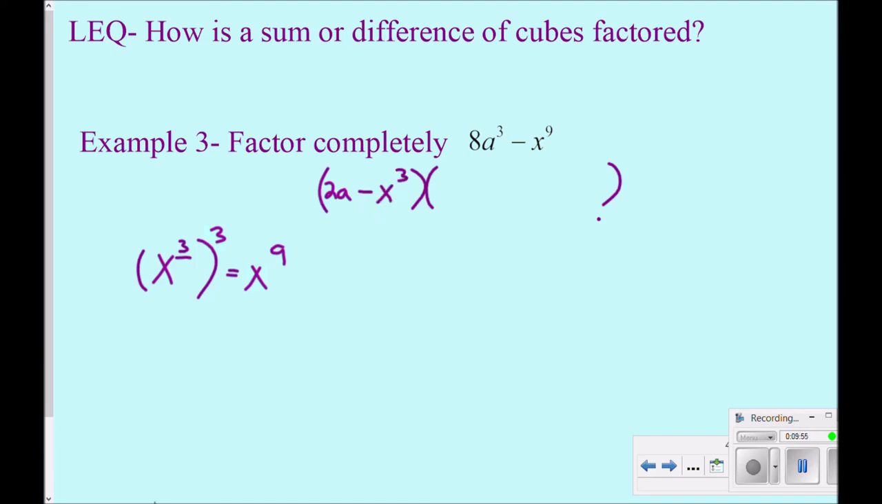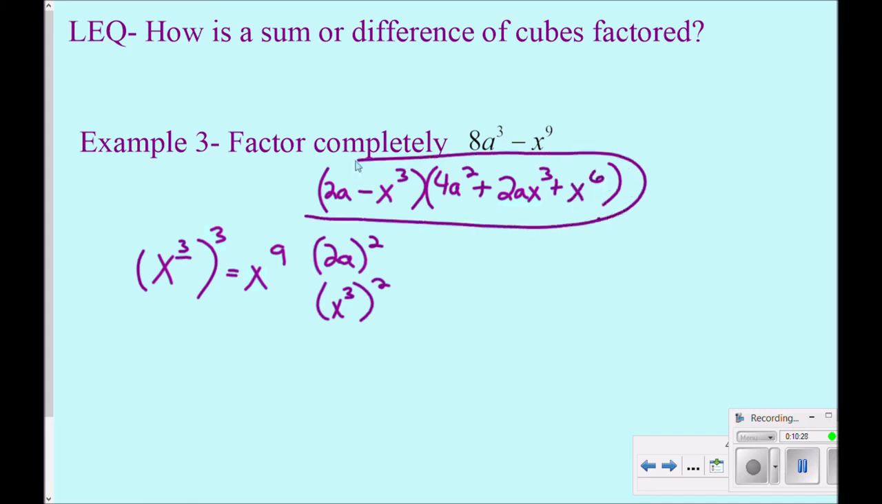cubed. So now I'm going to square the quantity 2a, which gives me 4a squared. I know with difference it's minus plus plus, so plus. I'm going to multiply 2a times x cubed, so that gives me 2ax cubed. And again, we know this is plus. And I'm going to take x cubed and square it, which gives me x to the 6th. And that is my final answer.